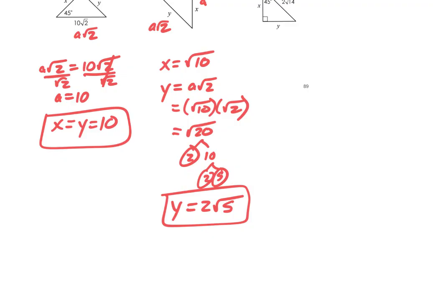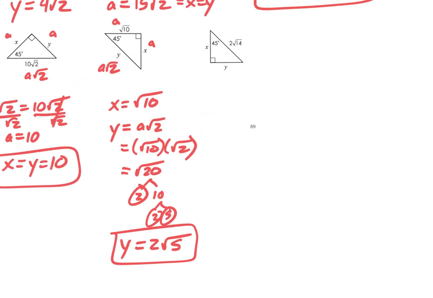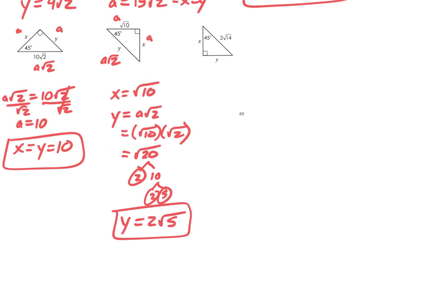Okay? So always make sure you simplify it, if you can. Sometimes we can, sometimes we can't. If it was radical 13, we can't simplify it, right? Only thing that goes into 13 is 1 and 13. So that does not simplify. Some numbers will simplify, some numbers won't. Okay, almost there.